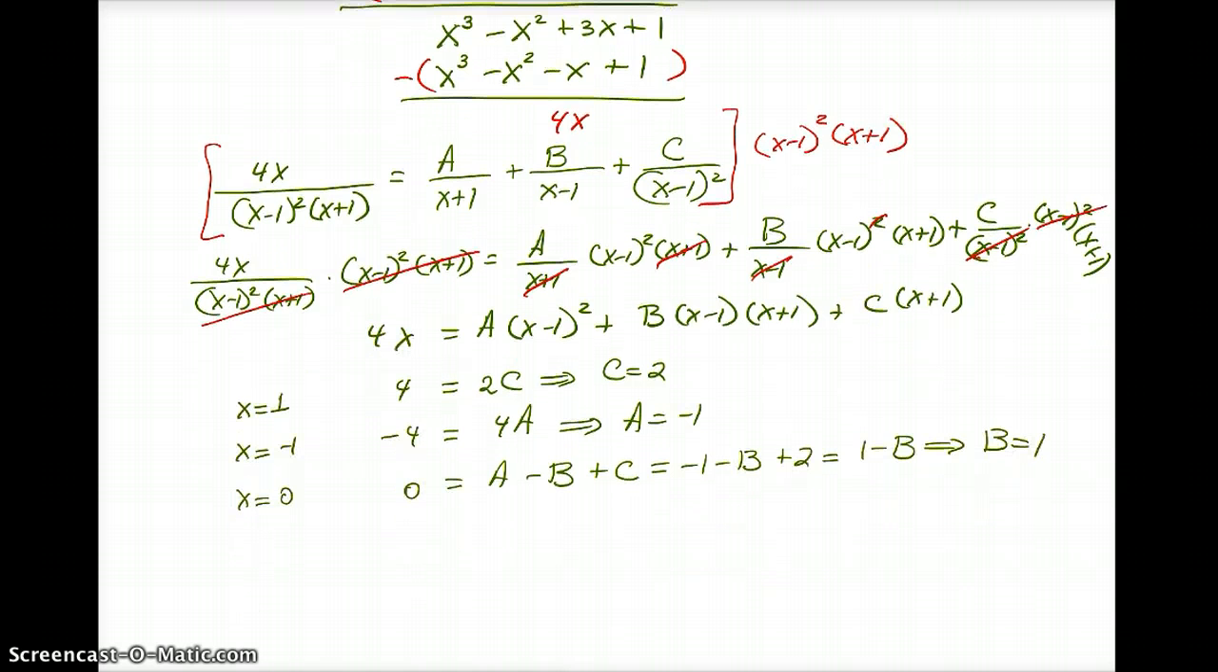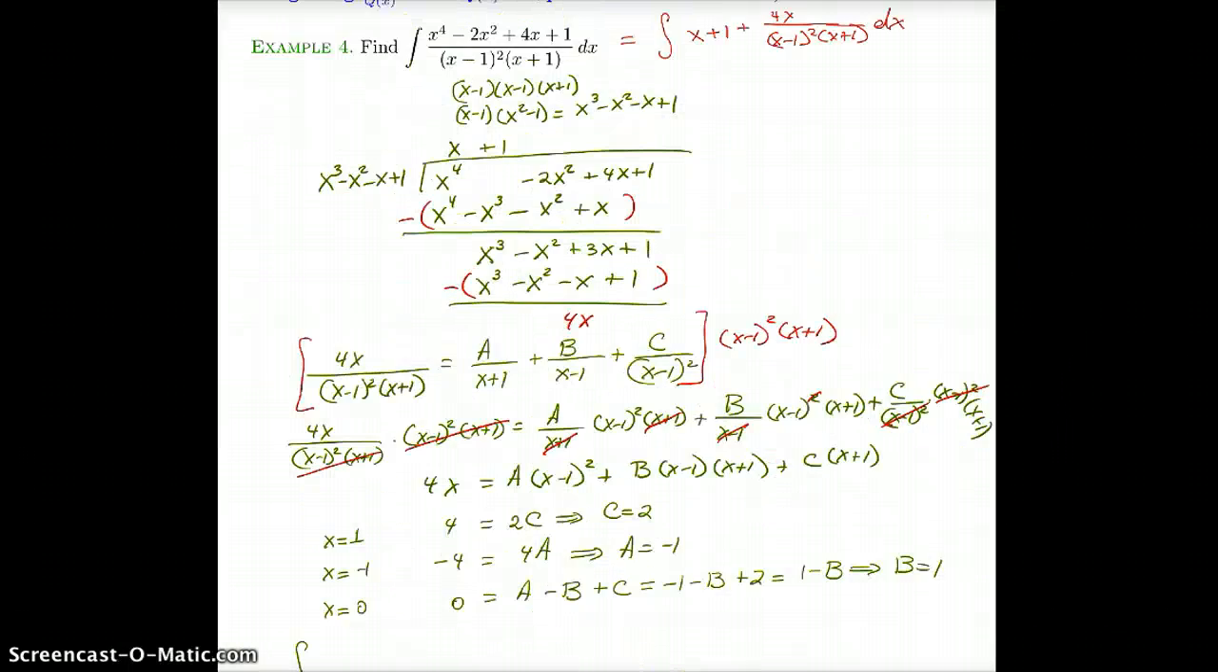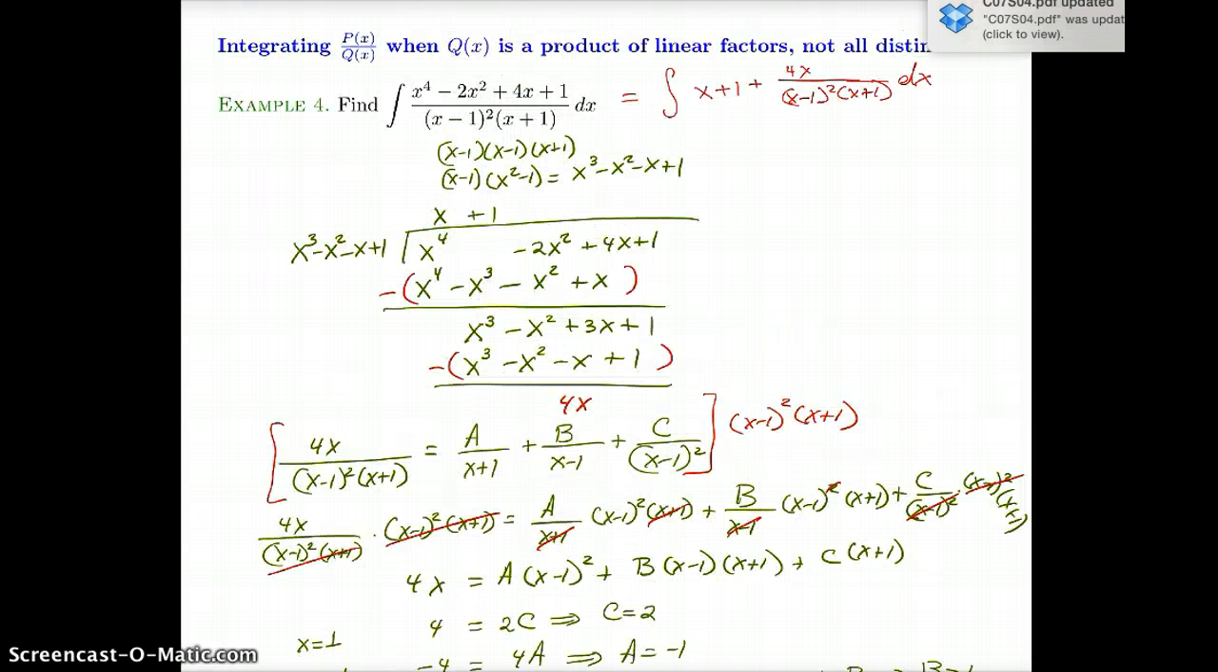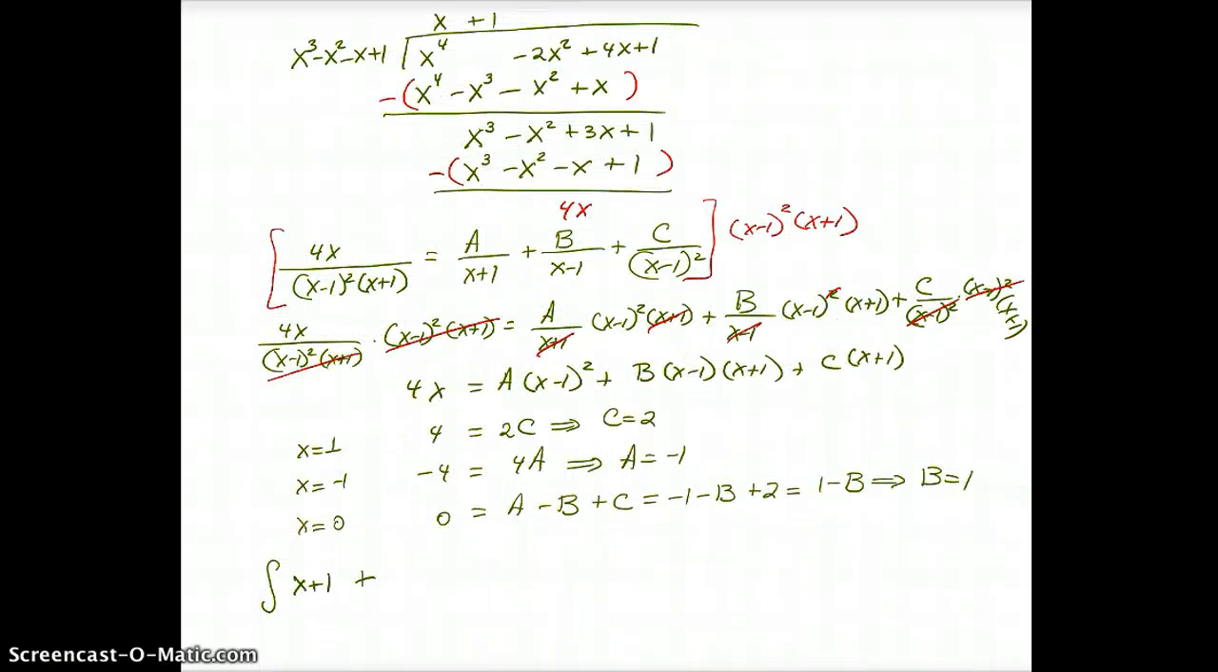Okay, so then the integral of, what did we have? X plus 1 plus, right, so I had x plus 1 plus 4x over that denominator. And the 4x over that denominator, I've now written as a, which is minus 1 over x plus 1, plus b, which is 1 over x minus 1, plus c, which is 2 over x minus 1 squared.